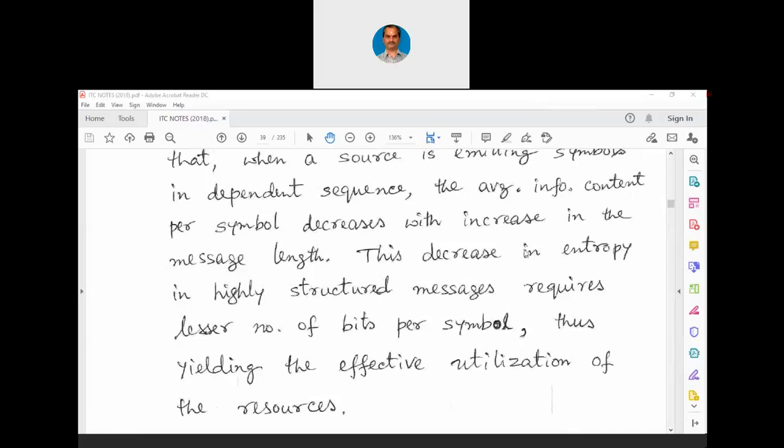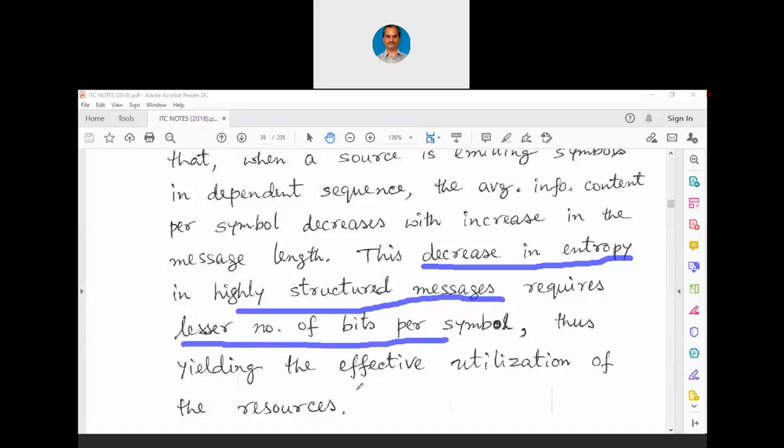I am going to underline this. The decrease in entropy in highly structured messages, what does it mean? Highly structured messages means statistically dependent symbols. That requires lesser number of bits per symbol, thus yielding the effective utilization of the resources. It means with the lesser amount of resource, we can transmit lesser number of bits but we can convey a larger amount of information.